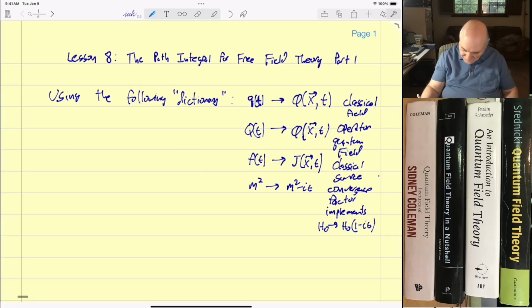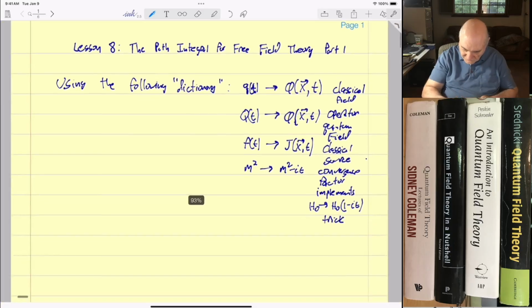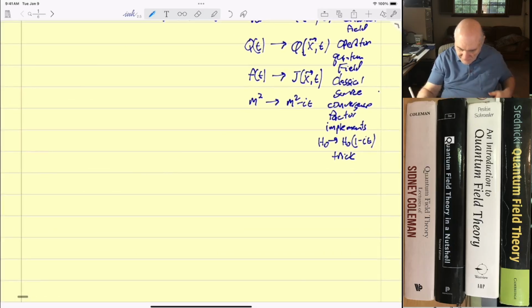So this is like a trick, and I don't understand why it does that. This is just a trick that we use to get convergence and to have some meaning in quantum field theory. So we won't really justify it that much.